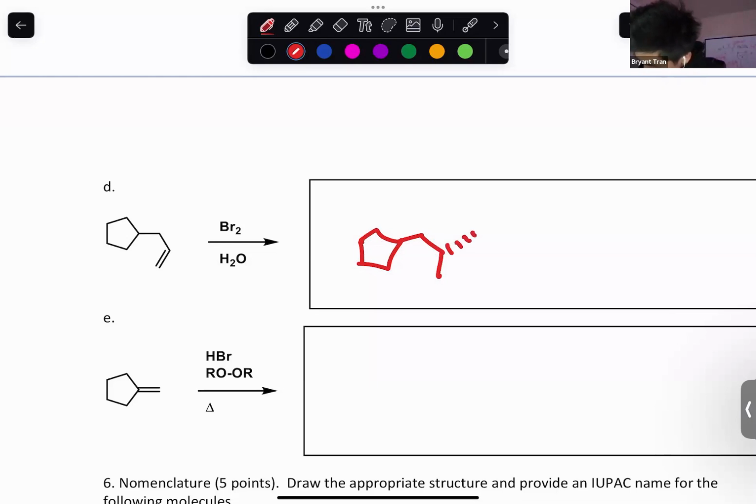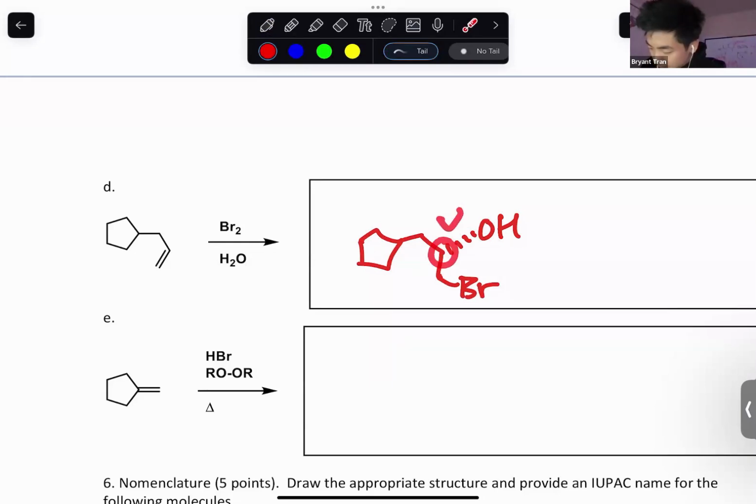The water, which will eventually become the OH, attacks the more substituted side, Markovnikov addition. The bromine is on the anti-Markovnikov side, the less substituted side. And since this is the only chiral center we have, and that's the one that changes, we could put that plus-minus symbol to show the plus enantiomer version of it as well.